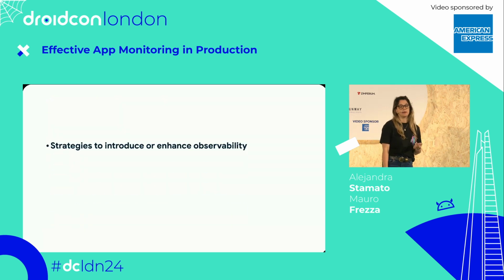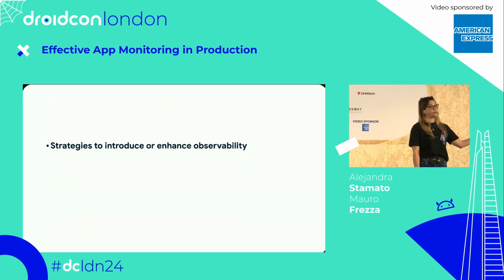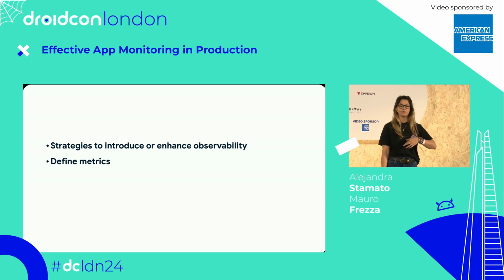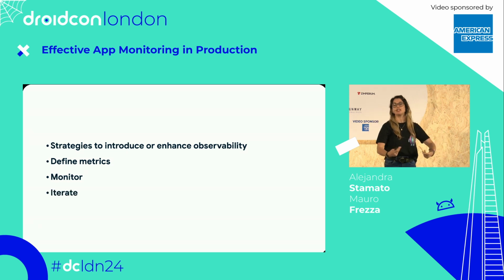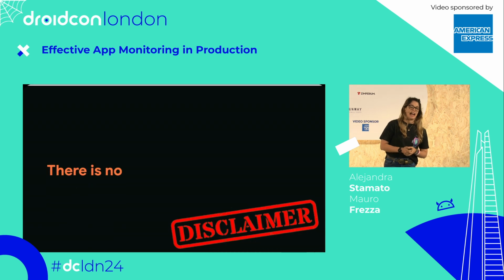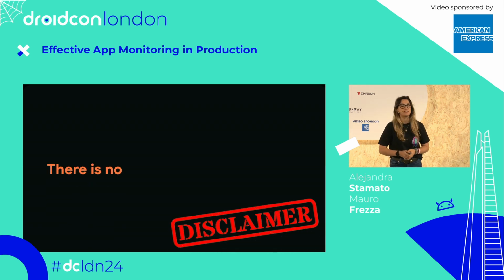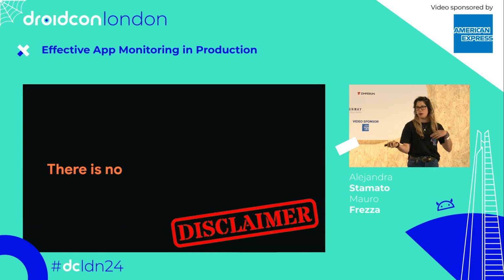So in this talk, we're going to talk about strategies to introduce or enhance observability, define the metrics that would allow you to measure your most important features and see how they are performing in production, monitoring them so you see if things are going well or not, and then iterating on this monitoring process, because as we'll see, this process never ends.